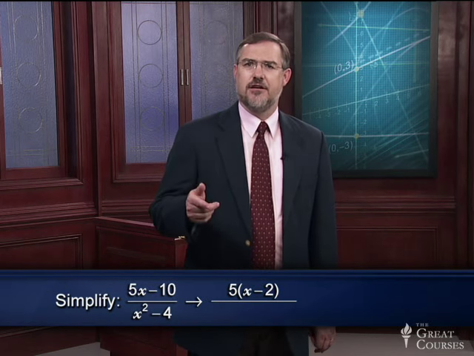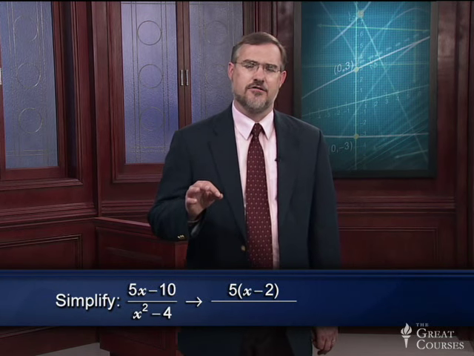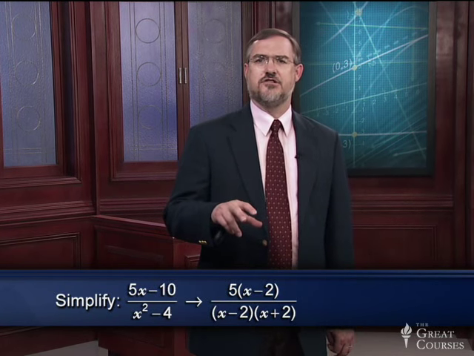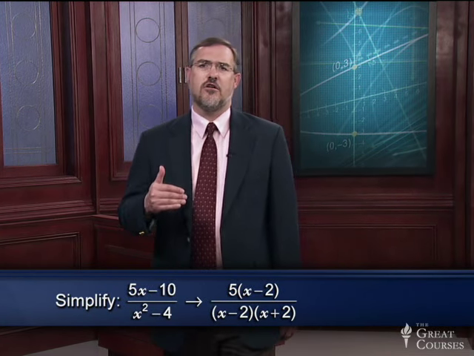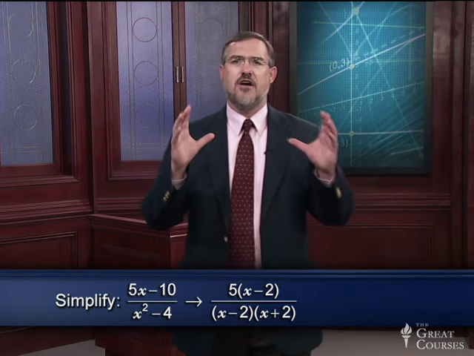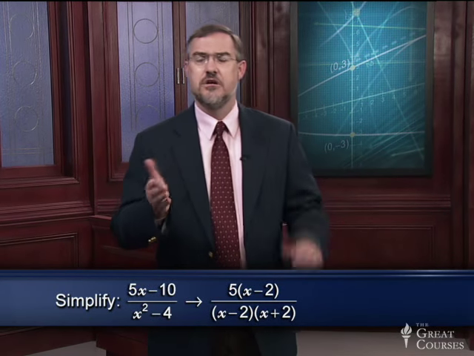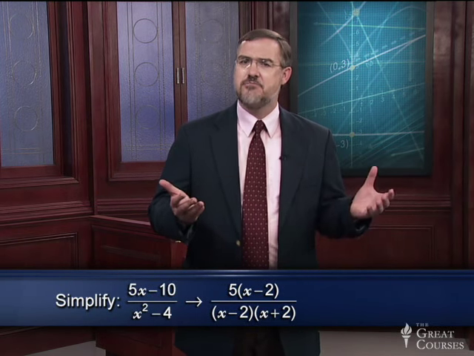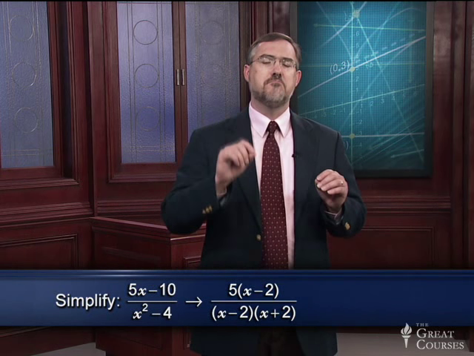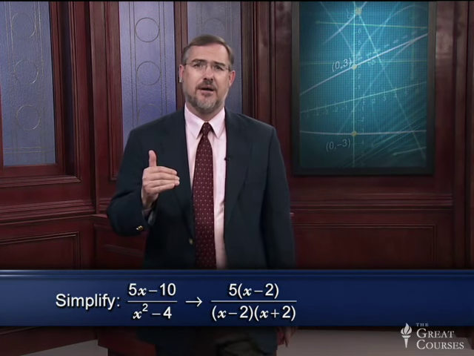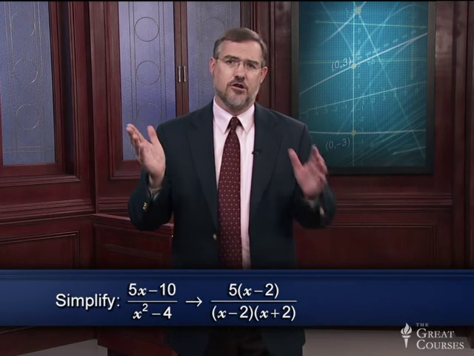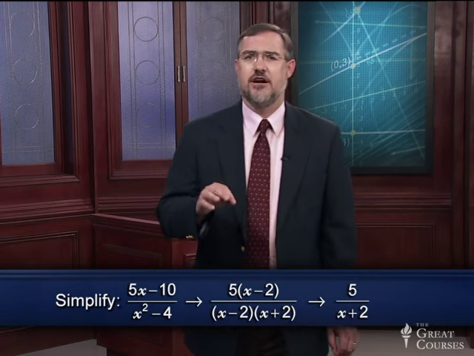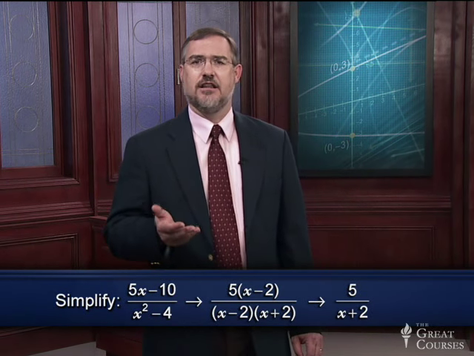Notice that the denominator is a difference of 2 squares. So it's going to factor as x minus 2 times x plus 2. And that means that the expression we started with is the same as 5 times the quantity x minus 2 divided by x minus 2 times x plus 2. And those x minus 2's will cancel because they're multiplied on the top by 5 and on the bottom by the x plus 2. And once I cancel those x minus 2's, I'm left with 5 divided by x plus 2. And that's my final answer.